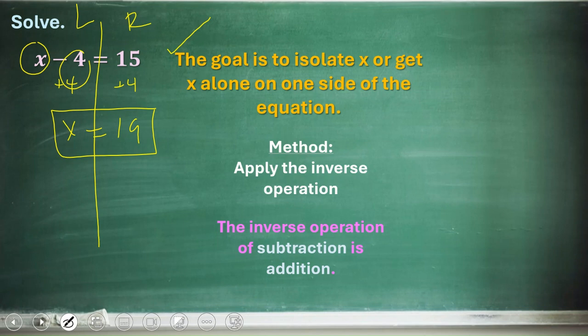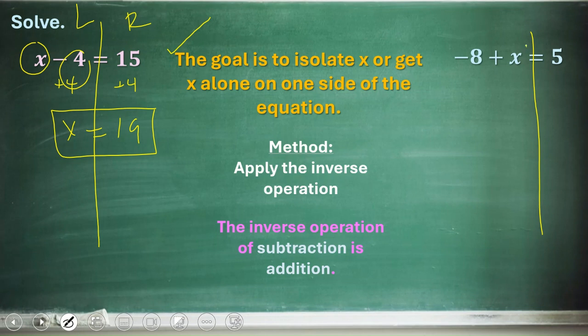We should do a quick check. Does 19 minus 4 equal 15? Yes, it does. We solved our equation correctly. Let's do one more. This one looks a little different. I'm going to divide my equation again into the left side and the right side so that we remember what we do to one side, we do to the other.